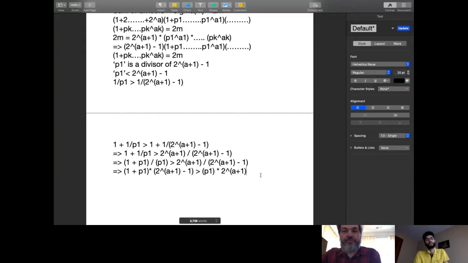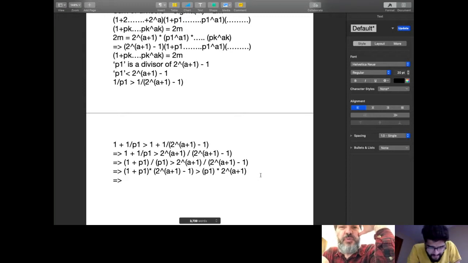Why? Let's just read this line. Don't do anything to it. So 1 plus P1 times 2 to the a plus 1 minus 1 is strictly larger than 2 to the a plus 1 times P1. Let's just multiply both sides by P1 to the A1 minus 1. So let's write the following on the next line, and then we see why.